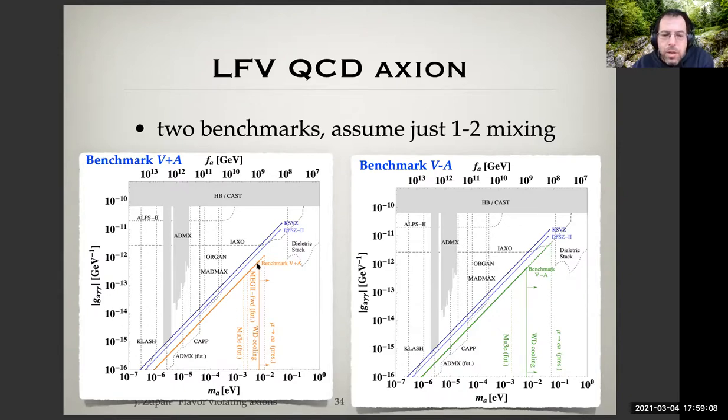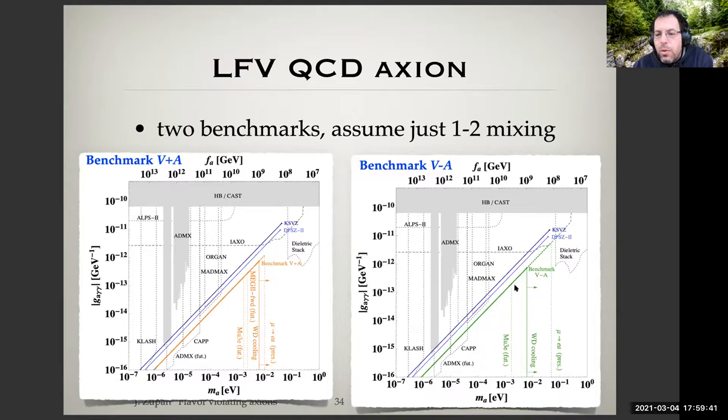And you want to look at these vertical lines here. Everything to the right is excluded from, in this case, the white dwarf cooling. The mu to E present searches are these dotted lines here. MEG II forward would be this dotted line here. And then mu to 3e is also this dotted line. Now you want to contrast this with the one on the right.